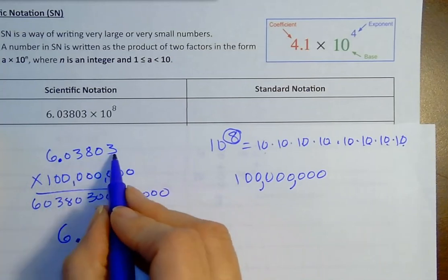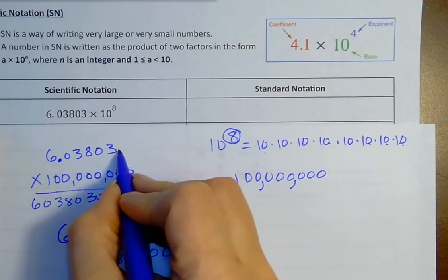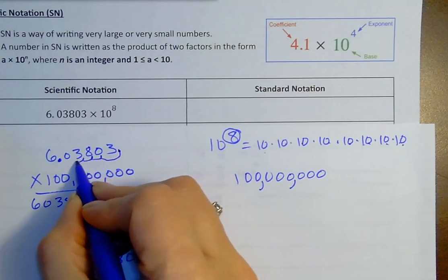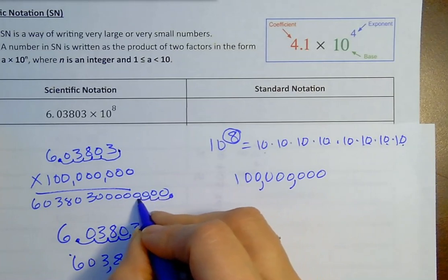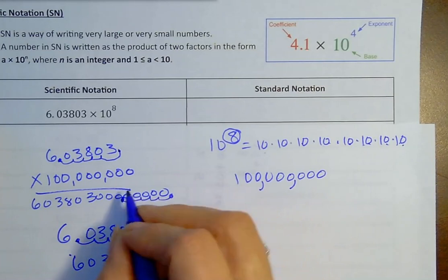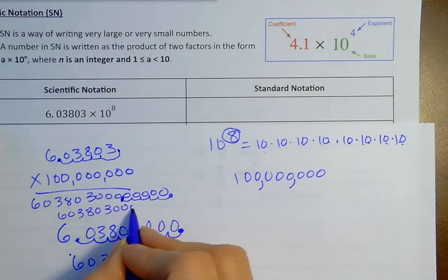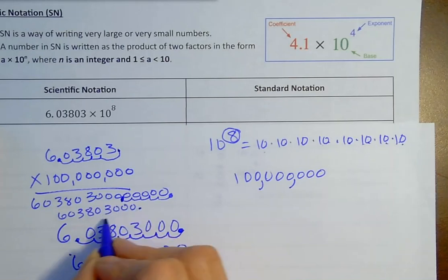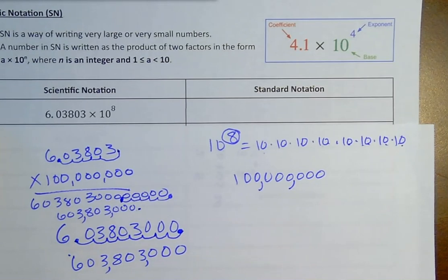And then when you multiply with a decimal, you have to take your end product and move the decimal 1, 2, 3, 4, 5. So I'd have to move this decimal 1, 2, 3, 4, 5, and it would be 603,803,000. And that's the end of my number. It is the big giant number that we came up with. So you can see it's big and messy.